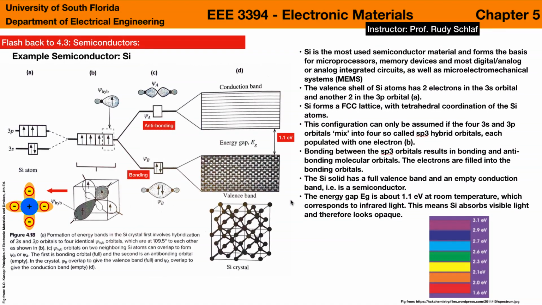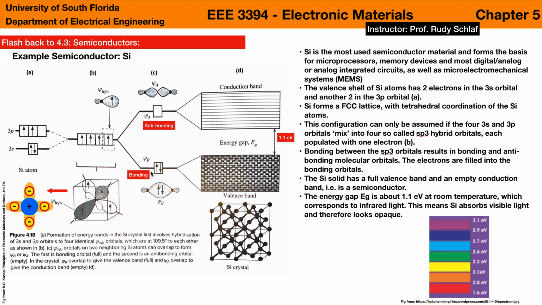Let's first flash back to Chapter 4 when I discussed silicon. If you remember, silicon atoms have 4 valence electrons, and they are in 3s and 3p. And when silicon forms a crystal, then these 4 electrons, or these orbitals, the 3s and 3p orbitals, form so-called sp3 hybrid orbitals, so that they're all the same. And then silicon can form these tetrahedral bonding structures that give it the FCC crystal.